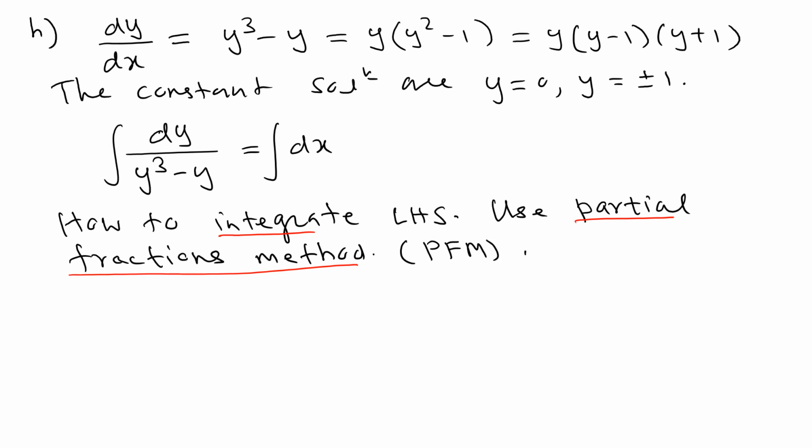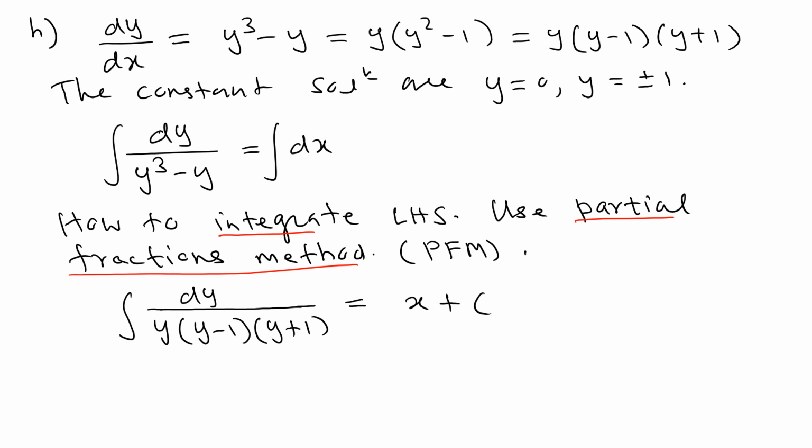To do that, we're going to write the complete factorization first. So we can write this as dy over y times y minus 1 times y plus 1. On the other side, you simply get x plus c, so that part is done. For this one, we're going to find the partial fractions.